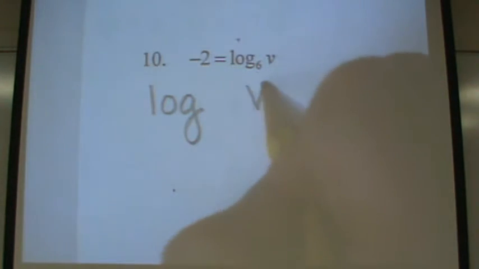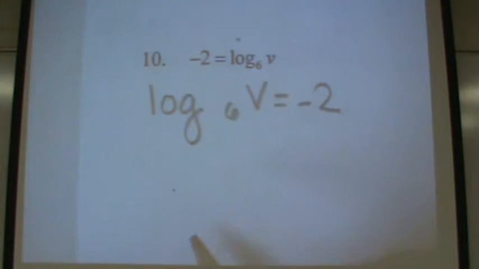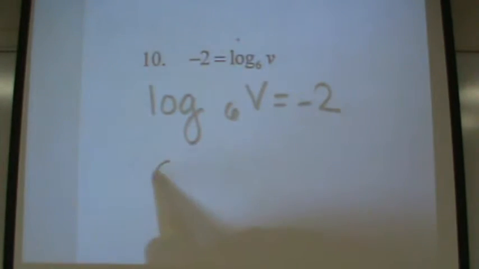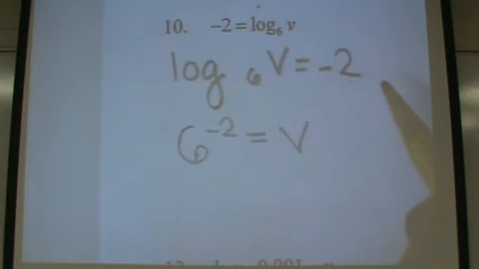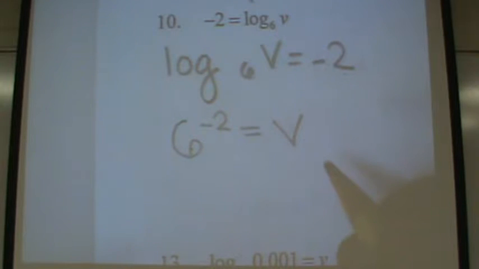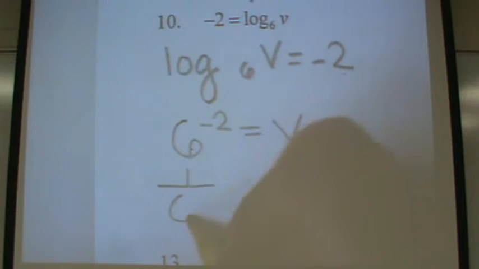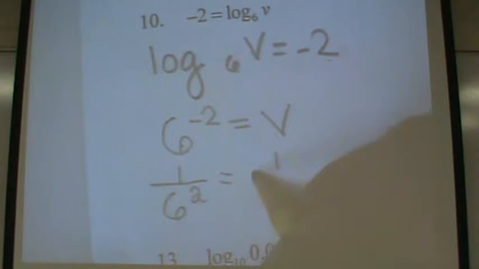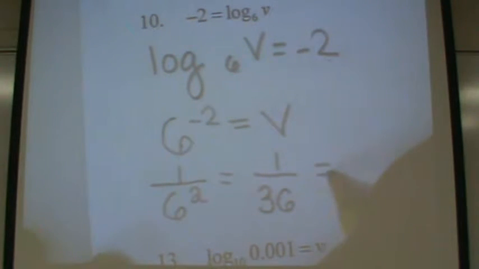Next one. Log base 6 of v. What's the base, Jenna? 6. What's the exponent? Negative 2. How do you convert a negative exponent to be a positive exponent? What do you do? Divide by 1. Yep. What is 1 over 6 squared? 1 over 36 is your v value.